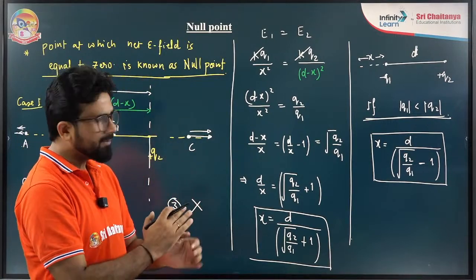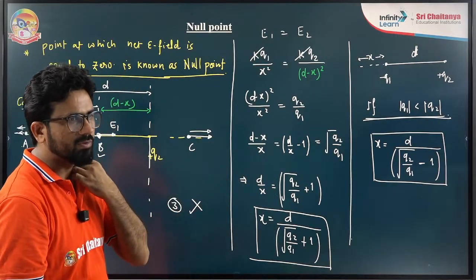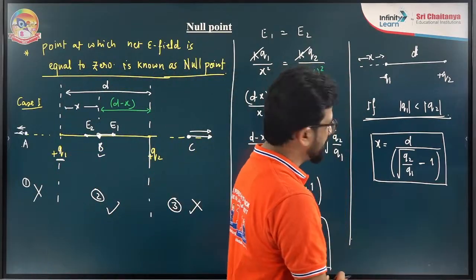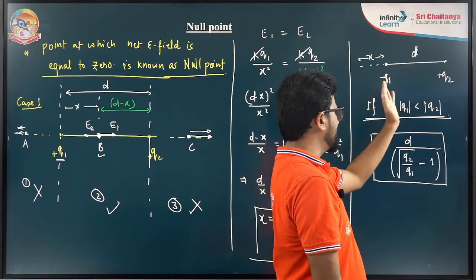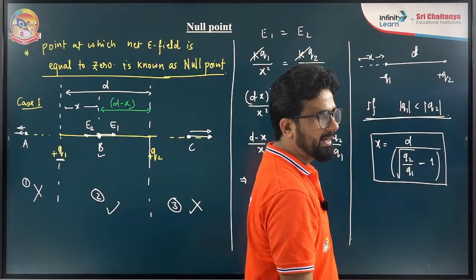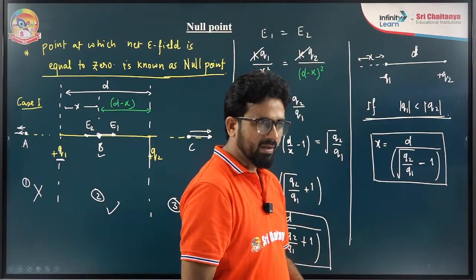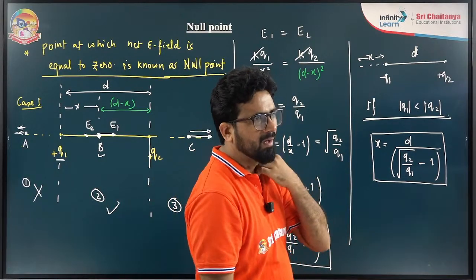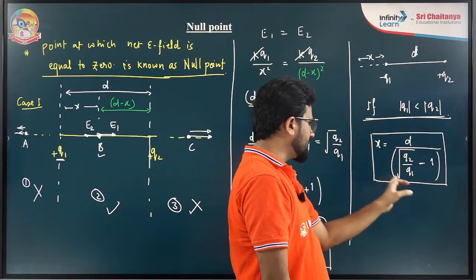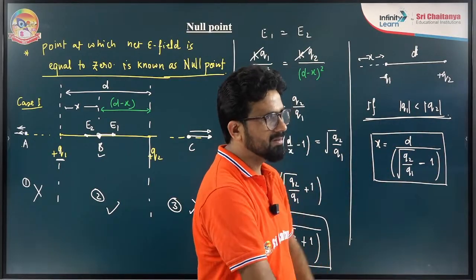This concept is clear because we discussed it in the last class. If it is clear, then we can move to the next point. Then we can go for another topic: if one is a positive and one is a negative charge particle, this is minus q1, this is plus q2, and q1 magnitude is less than q2. Then we discussed what is the position of the null point, in detail.